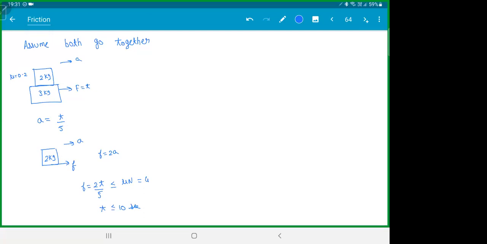What is the meaning of this? Up to 10 seconds, my assumption is right? Isn't that the meaning of this? Friction is saying up to 10 seconds, see, friction ka value you need is 2T by 5. At time T, if you can give friction 2T by 5, I can keep my assumption right. So up to 10 seconds, the friction can provide whatever you want. So the meaning of this statement is up to 10 seconds, they go together. For T less than 10, they go together.